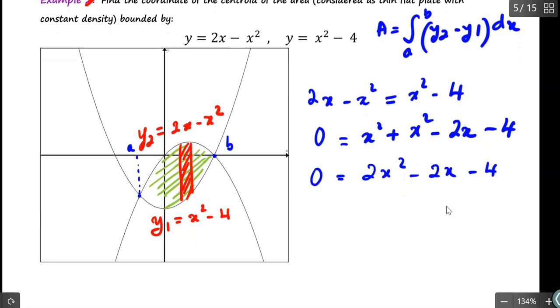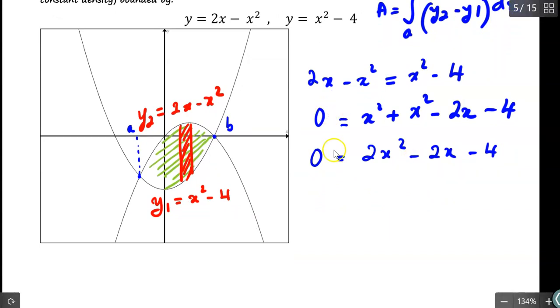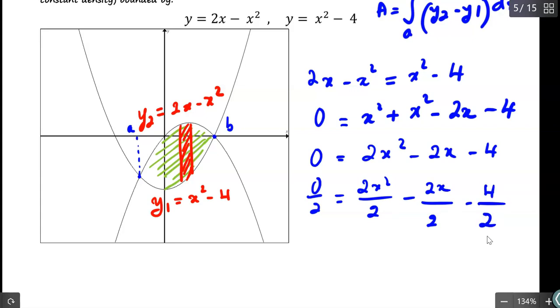Now at this point, because it is a quadratic equation and this side is equal to 0, I can simplify by dividing everything by 2. So I divide this by 2. You can only do this step, simplifying your equation, because you have a quadratic equation and this side is equal to 0. Then I will have x squared minus x minus 2 equal to 0.